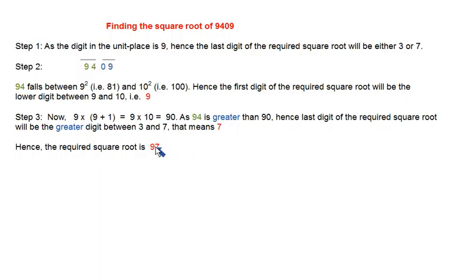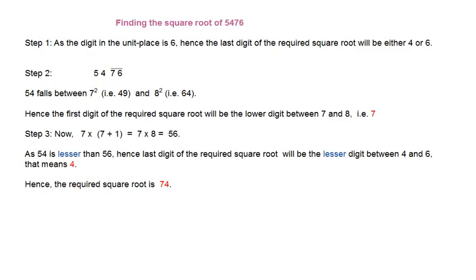I think you have already noticed that I have said that if 94 is greater than 90, then the last digit of the required square root will be the greater digit. So if it was lower, then what would happen? To know this, let's go to the second example. Here we are finding the square root of 5476.